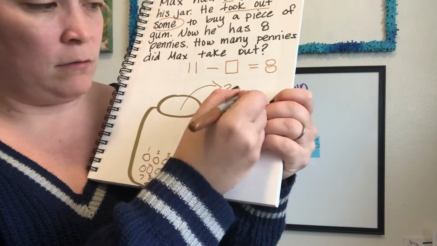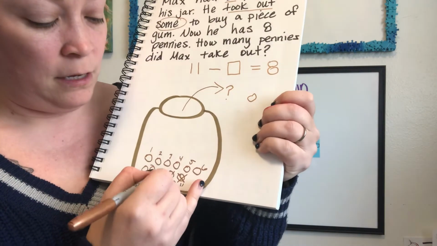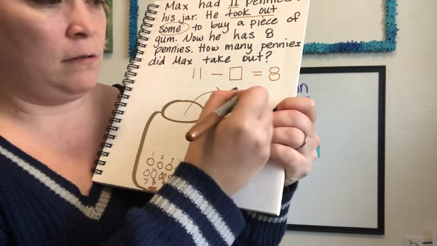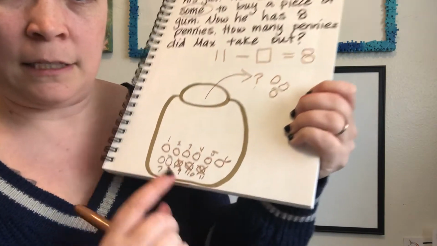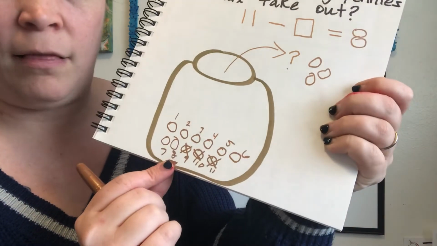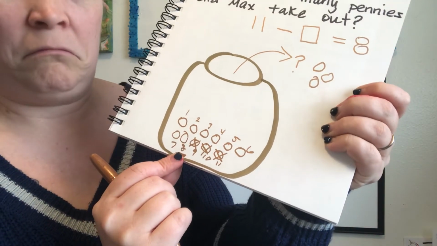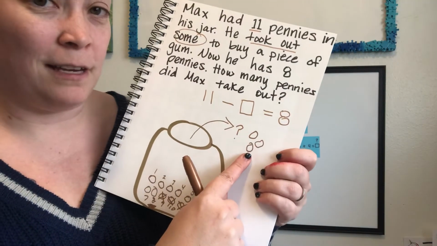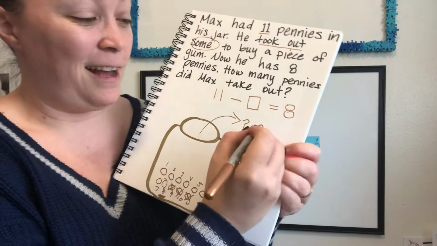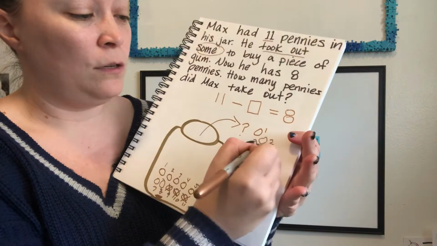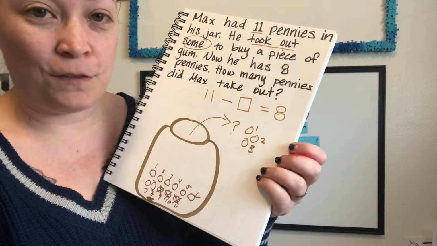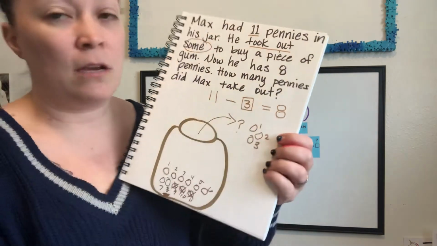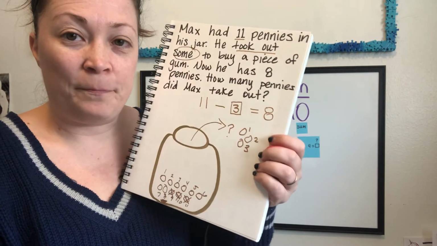He took that one out. It's gone. Took this one out. It's gone. And he took that one out. It's gone. Until he had only 8 left. So, again, can we already see our answer? Yeah, so he paid 1, 2, 3 pennies for his piece of gum. And we're going to put that right here so we make sure that we have our answer.